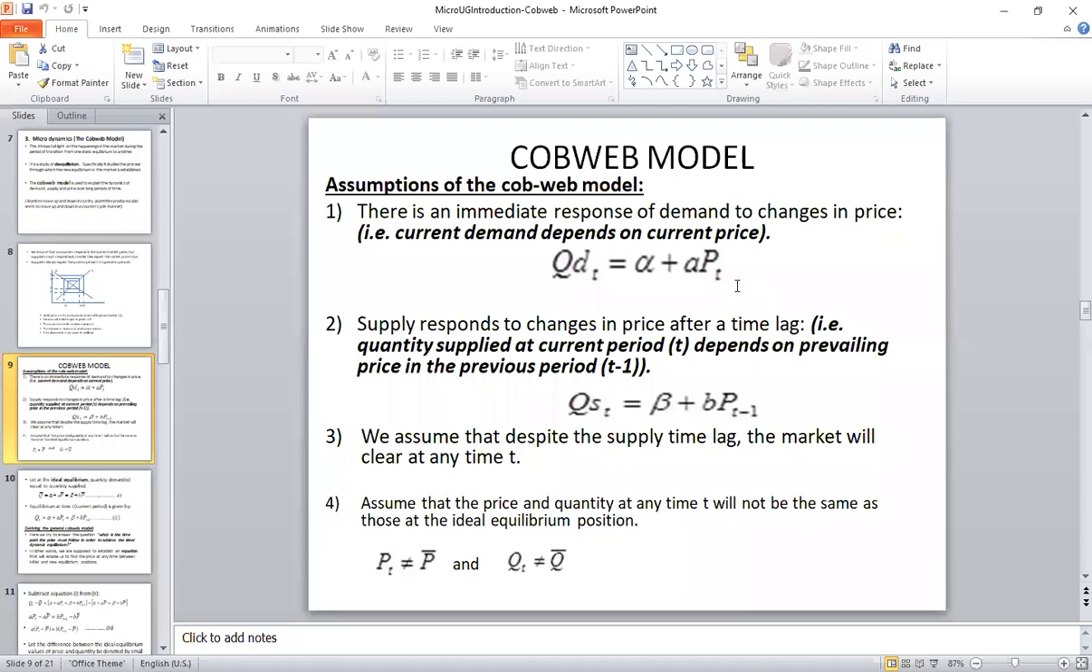So we assume that despite the supply time lag, the market will clear at any time t. In other words, quantity demanded will equal quantity supplied. That's what we say the market will clear.